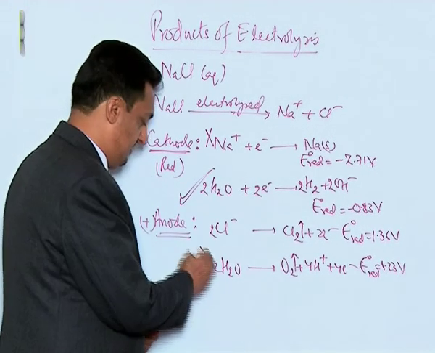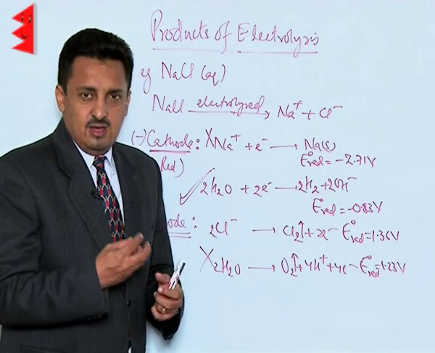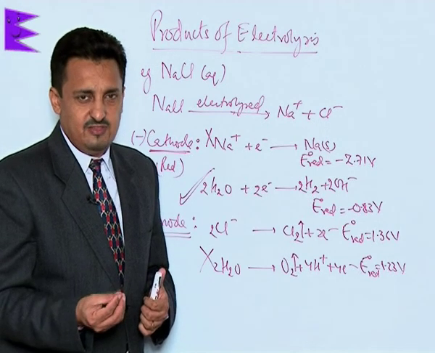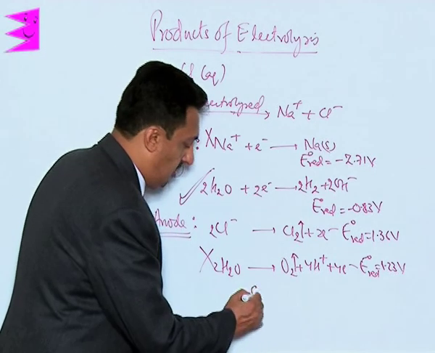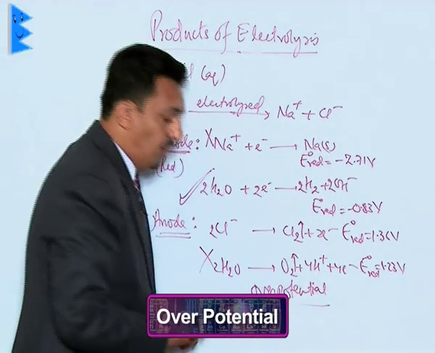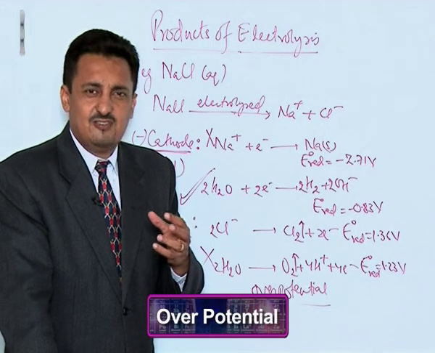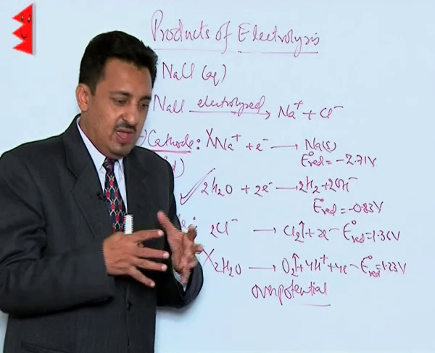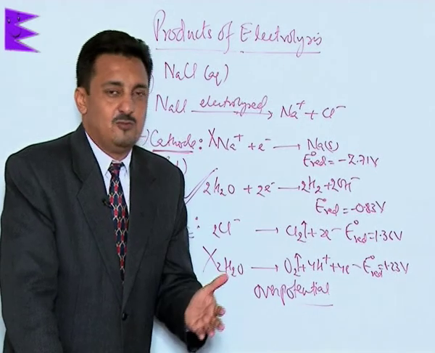But this doesn't happen. This doesn't mean that the basic condition which I have told you, that the species with the lower reduction potential will get oxidized, is wrong. It's not wrong. The problem is a concept which is called overpotential. What is overpotential? Certain redox reactions are kinetically slow. In order to make them take place in a faster way in the normal course, we need to give them a certain extra amount of voltage.